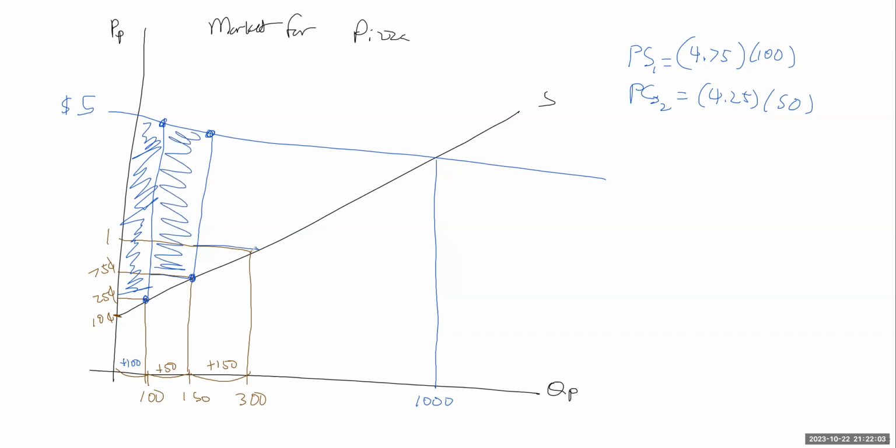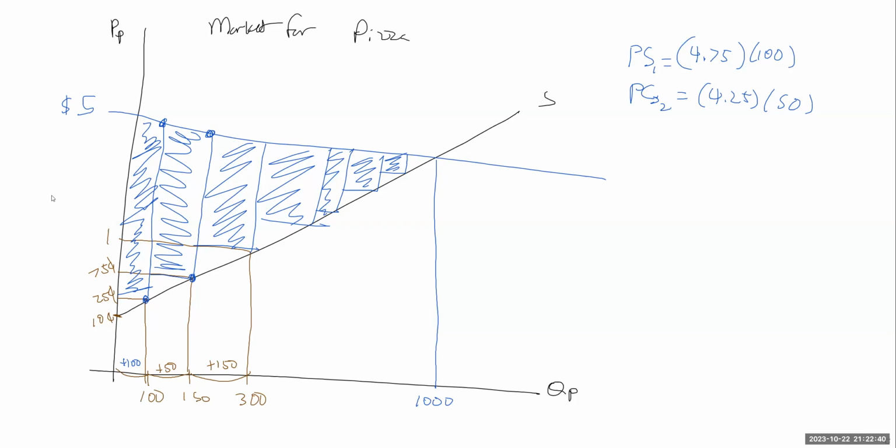The third group is the area of this rectangle. Fourth group is the area of this rectangle. Fifth group is like this. Sixth group, seventh group. So if we calculate the total producer surplus in this market for selling 1,000 slices, it would be this rectangle here, plus this rectangle here, plus the area of this rectangle here, this rectangle, this rectangle, this rectangle, and that rectangle.